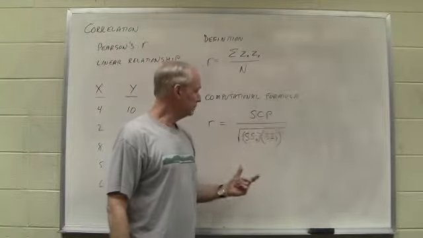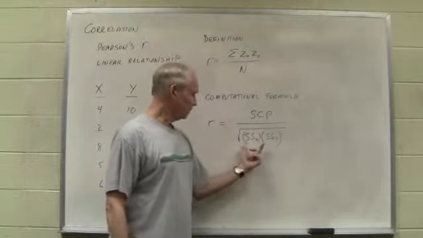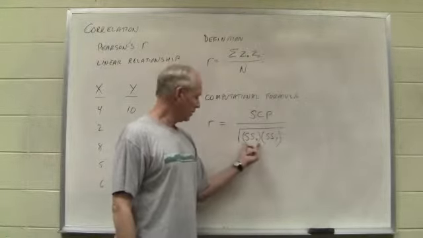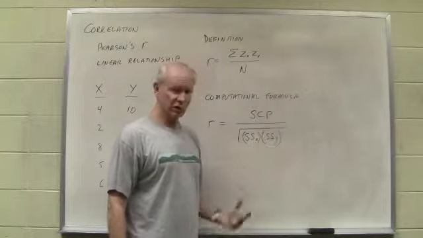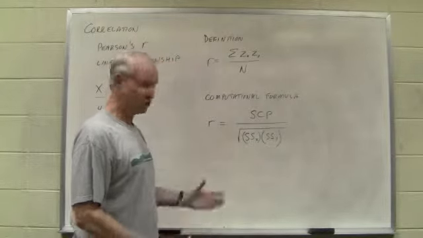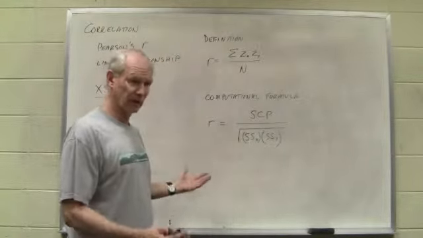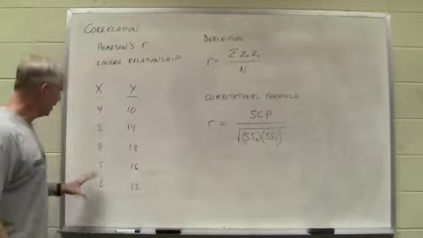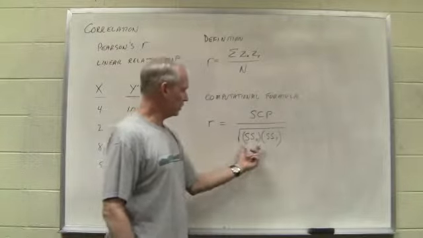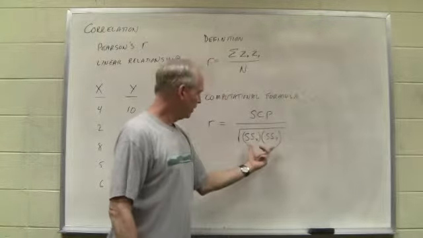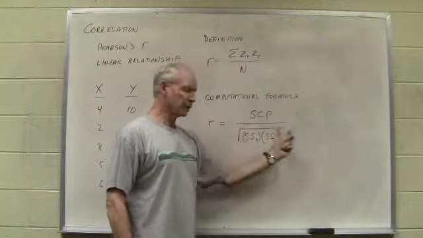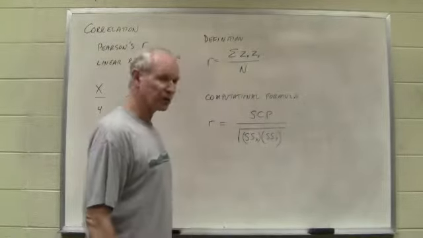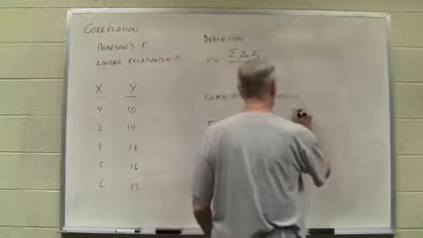The numerator may be new to you, but the denominator has two terms that are very familiar by now. The sum of squares of the x values and the sum of squares of the y values, just computed the way we have done it right along. So we're going to have to use the x's and the y's to get a sum of squared x and then a sum of squared y. Find the product and then take the square root of that. That's what is in our denominator. The numerator is called the sum of cross products.